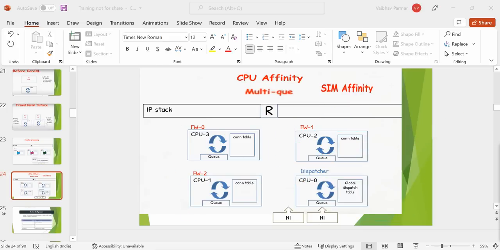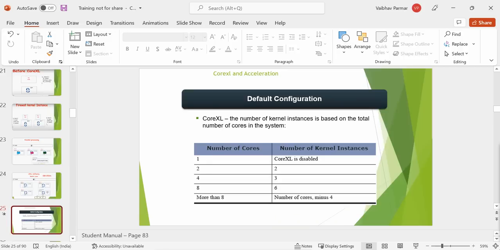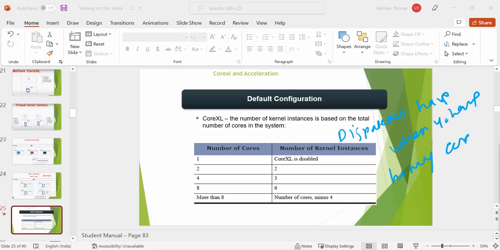Now, next concept. When we talk about the allocation of CoreXL, the number of kernel instances is based on the total number of cores in the system. This slide explains how many dispatchers you need to have when you have how many cores.